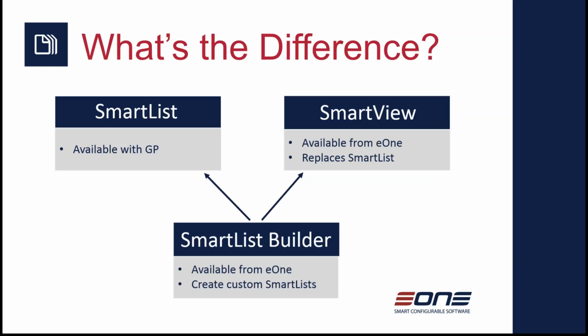But just so you can understand, our SmartView is a replacement for SmartList. Then to enhance either of those, we've come out with SmartList Builder because they both come with the same set of defined lists. Well, what happens if those defined lists don't have the data you need in them, or you need a couple more fields, or maybe you have a third-party module that doesn't have any lists available? SmartList Builder allows you to create custom smart lists so that we can build whatever we need with the data you truly need in those lists.